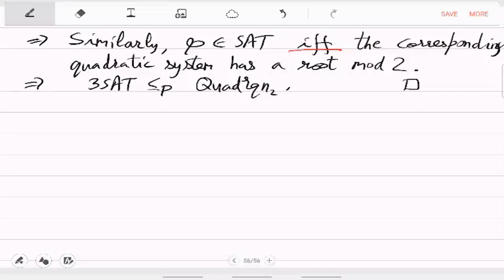So that finishes the proof of the proposition that polynomial system solving is also NP-hard. But we have done it only mod 2, so you can also try the same trick over other fields. I leave it as an exercise.